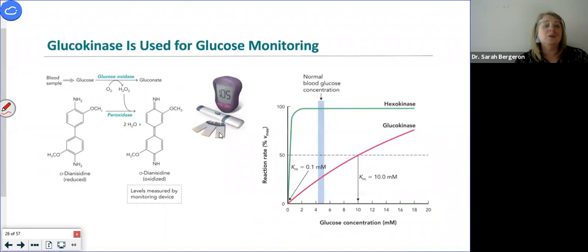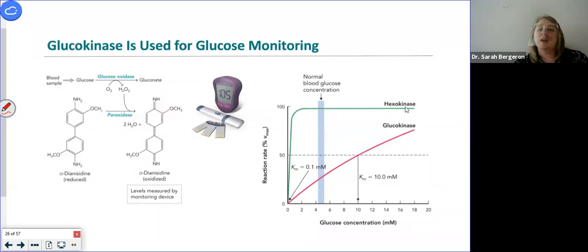So this is how the newer glucose monitoring goes, right? Well, that's nice, right? This is how we can do it outside of the body. But guess what? Your body needs to monitor glucose levels for you. So you have a system inside of your body that's monitoring glucose. So we want to keep basically our blood glucose concentration at about 4 or 5 millimolar of glucose, right? So this is our normal blood glucose concentration.